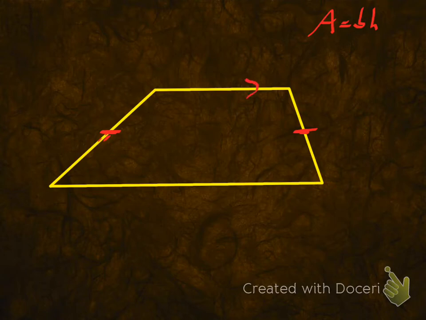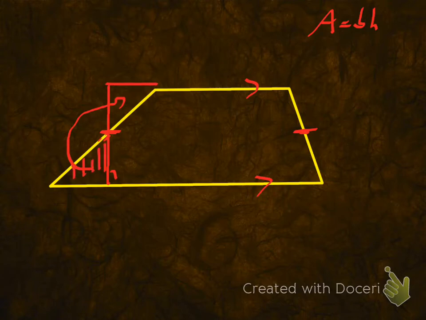So the parallel sides are here and here. So we take the midpoints of the other two, and we're going to take a line perpendicular to one of the sides, and we're going to draw this in. Now if I take this triangle and I cut it off and I glue it up here, this piece right here that I cut off is going to fill in this piece right here, and it's going to make it kind of like a rectangle.